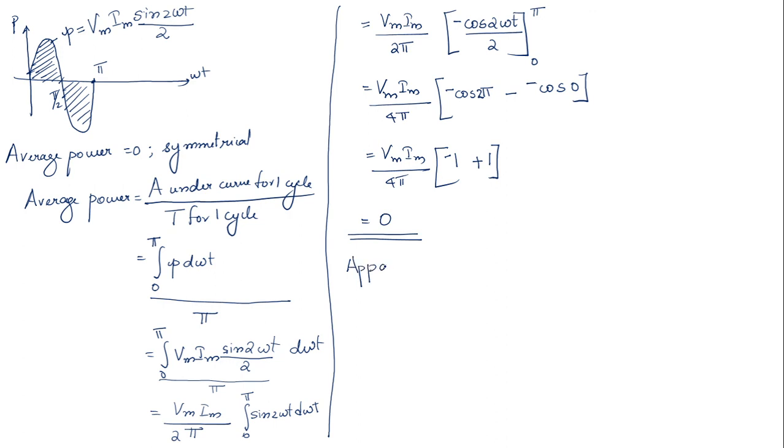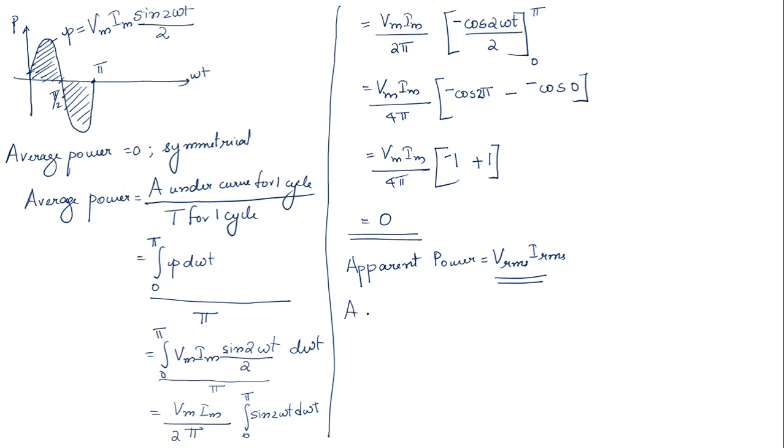Next we are going to study the 3 types of powers. Which are the 3 types of powers? The first one is the apparent power. The equation for apparent power is Vrms into Irms. Nothing we have to substitute here. So your answer is Vrms Irms.